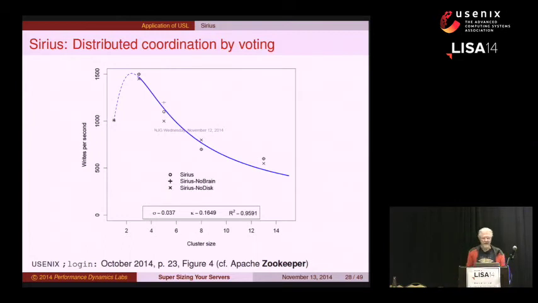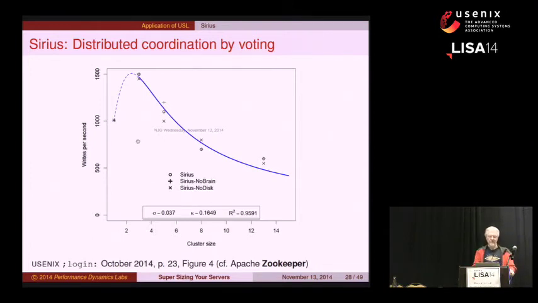If you go to page 23 and look at figure 4, you will see these data. So this is Sirius, which is Comcast's version of Zookeeper, if you're aware of that. This is a distributed coordination system which uses a voting scheme, and this is rather fascinating to me.